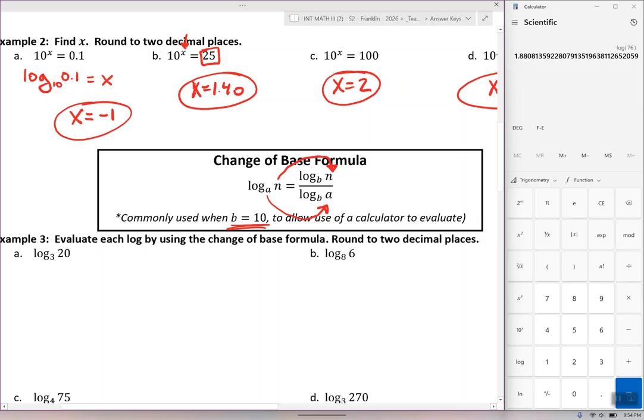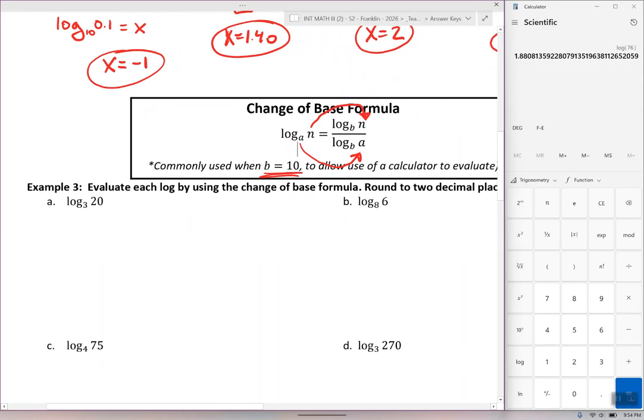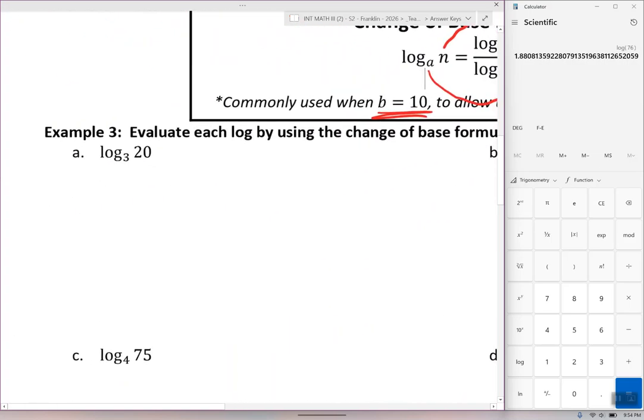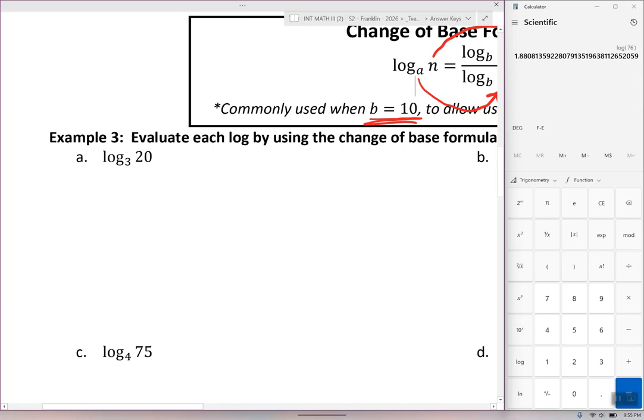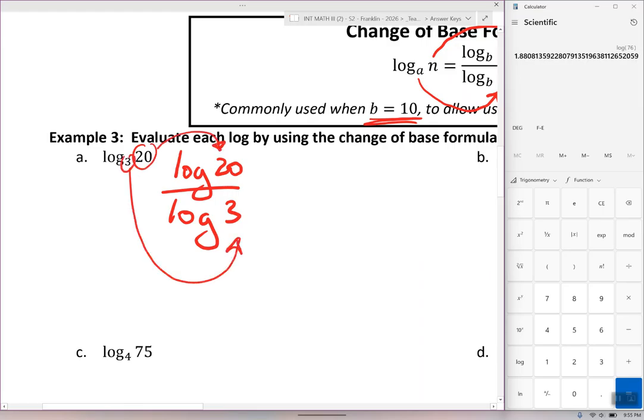Okay, so let's practice this. We're going to evaluate by using the change of base formula. We'll write them in terms of log base 10, and then we'll round. So for log base 3 of 20, we're just going to do log of 20 divided by log of 3. Okay, so this number always goes on top, and the base always goes on the bottom.